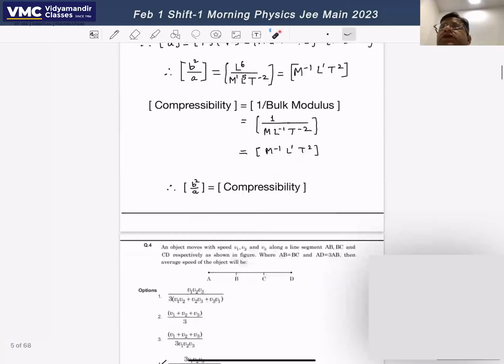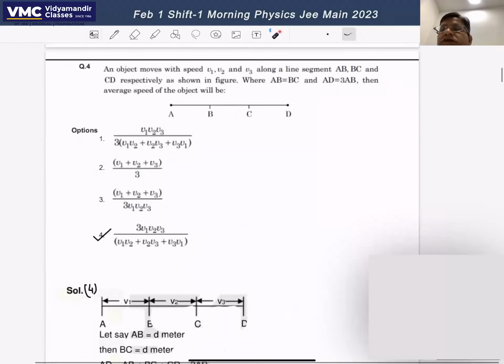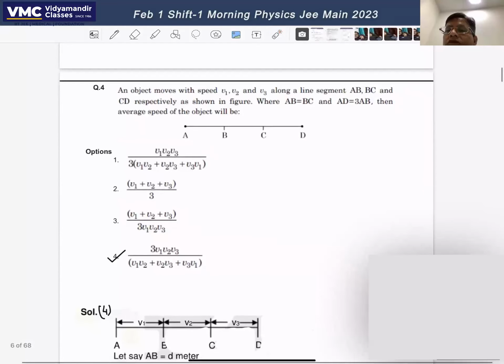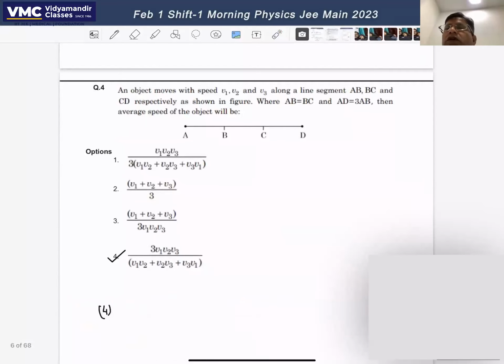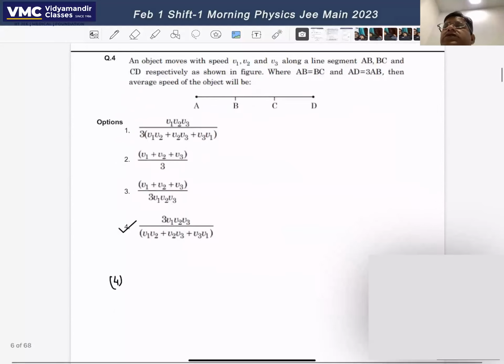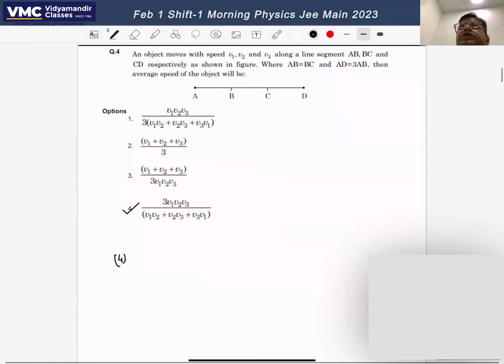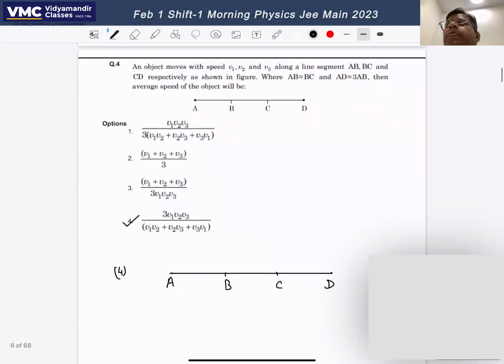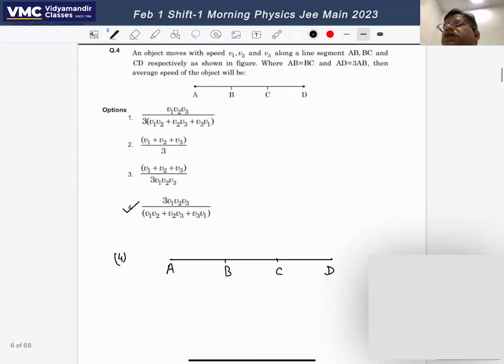This was the third question. In the fourth question, there is a straight line in which three different speeds are given. On this straight line there are 4 points, A, B, C and D, positioned in a straight line, and AB and BC are equal, and AD is 3 times AB.